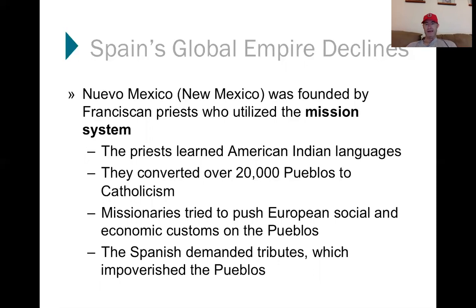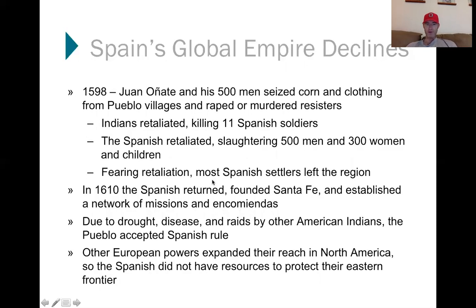Okay. And so why is that a big deal? Well, if you want to pause the slide for a moment before I run through it, basically what we're looking at is eventually Spain is going to start to see some decline with their empire. Okay. Partly due to obviously that defeat by Britain in the later 1580s.